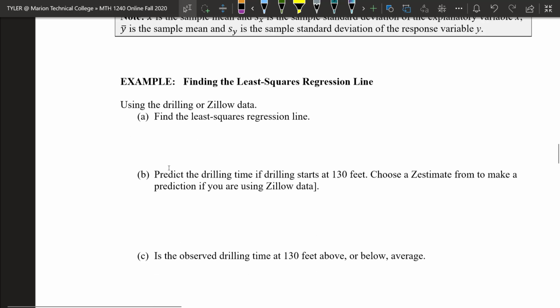And then the next example we have, we want to use the drilling data. This is the same data that we looked at before. It's on Canvas, drilling.csv, and you can find that. The first thing we want to do, part A, is find the least squares regression line. I actually want to show you how to do this using the equations.